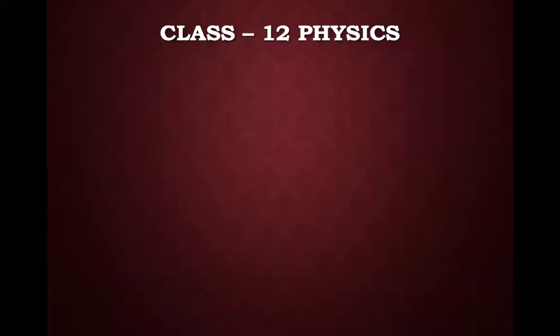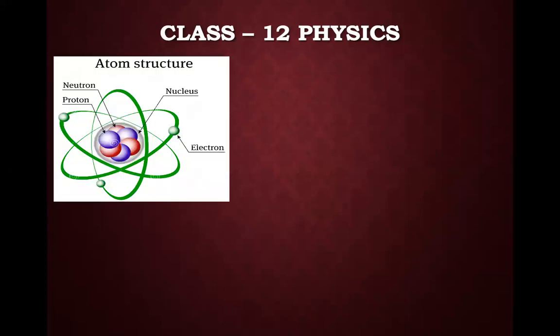Now, moving from the history to the physics, simple class 12 physics. First, we all know a simple atom has three components: a nucleus, which consists of a proton, which is positively charged, and a neutron, which has no charge. It is surrounded by layers of electrons, which are negatively charged.